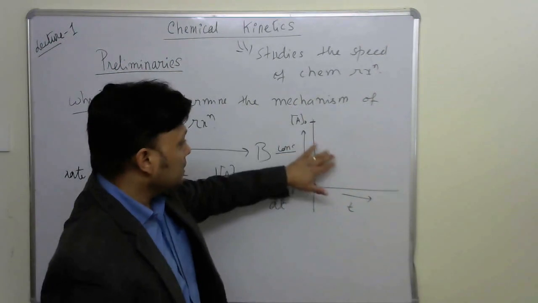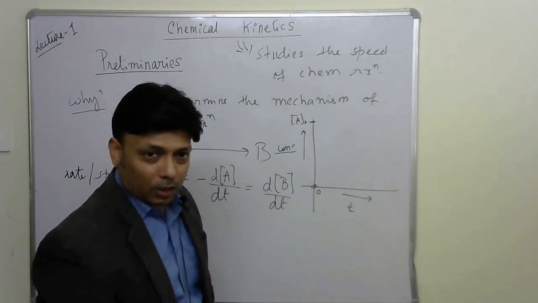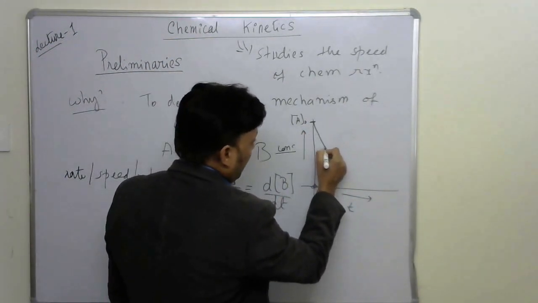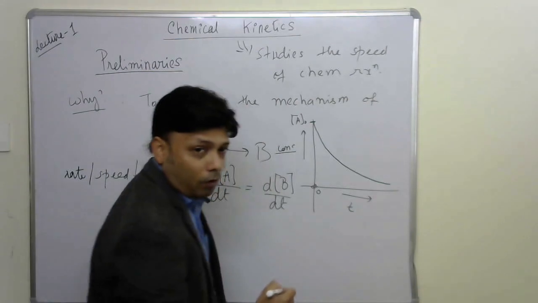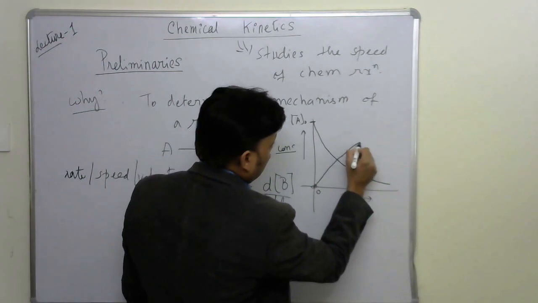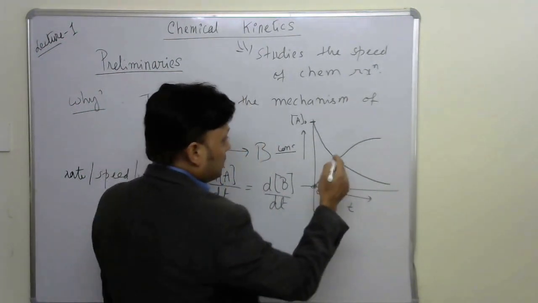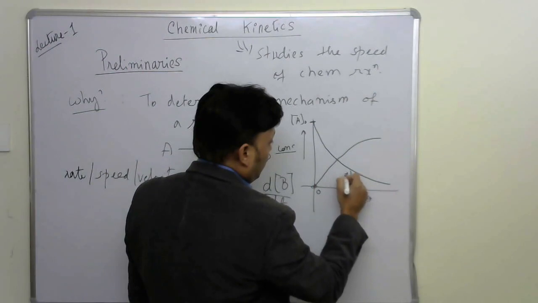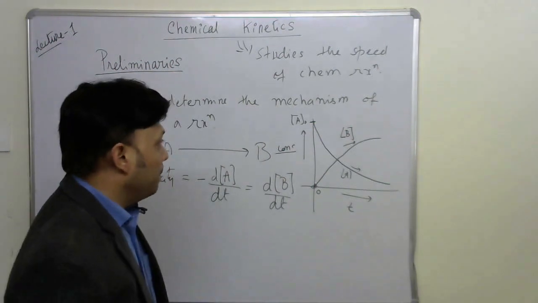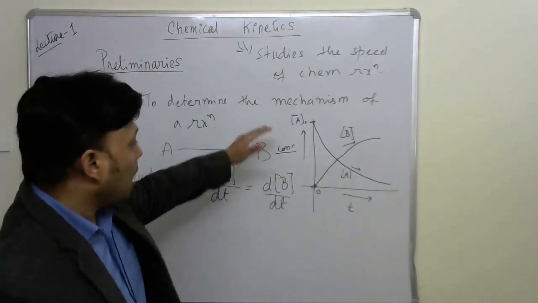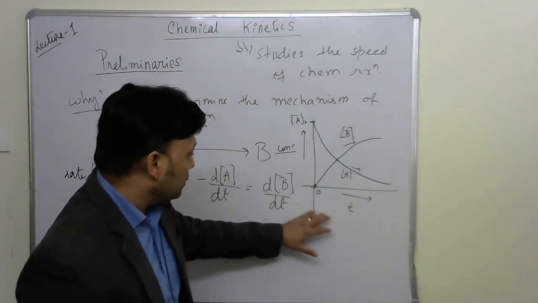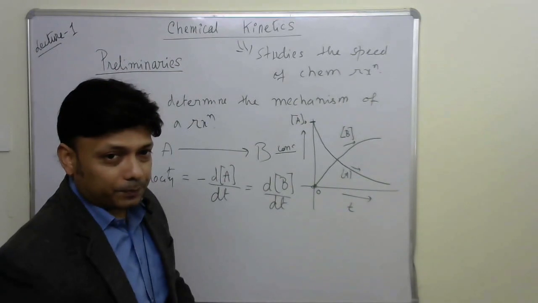So the question is, how does it fall with time? In the majority of cases we will see that it follows a curve, like an exponential fall, and the concentration of B would start to rise this way, also in an exponential manner. This curve represents A and this curve represents the concentration of B. This is how the reactant or the product would change with time, and how we can represent them graphically.